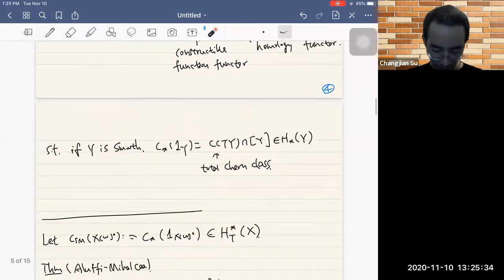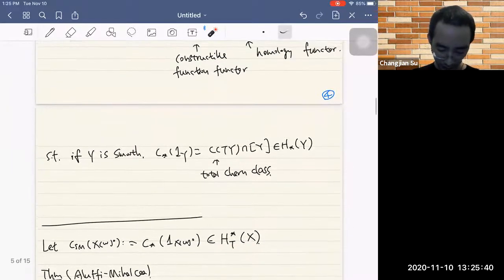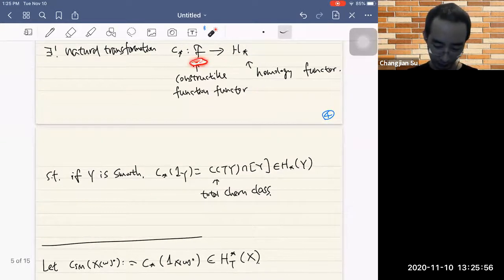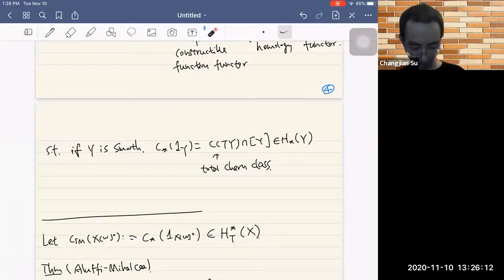Okay, and now in the cohomology of the flag variety, we want to consider these classes. Recall that on the flag variety we have the Schubert cells, and we can consider the identity function on the Schubert cells. This gives a constructible function on the flag variety, and we apply this Chern class theory. Then we get a cohomology class in the equivariant cohomology of the flag variety, which we denote by the CSM class of this Schubert cell.